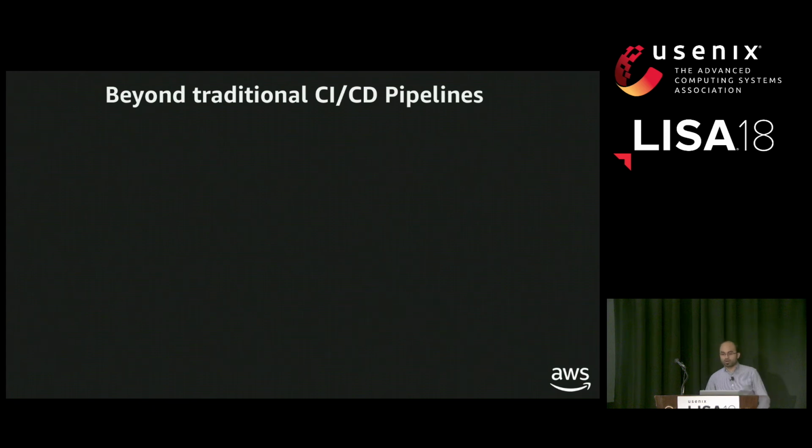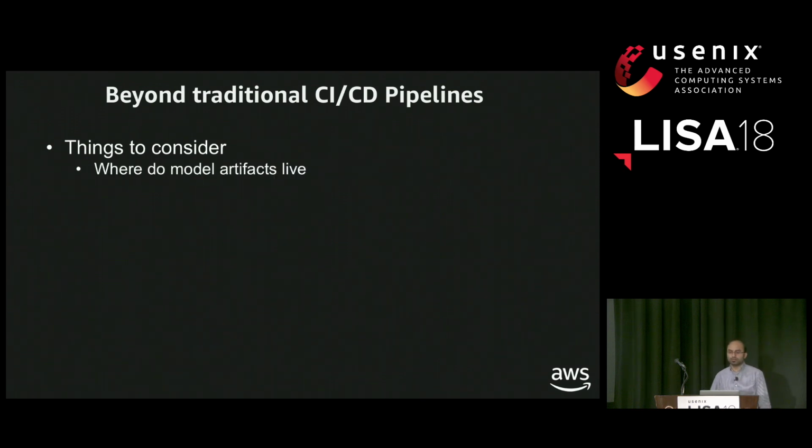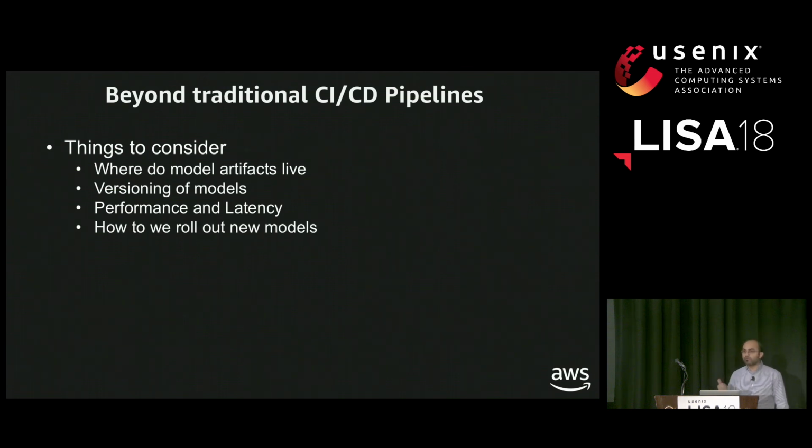Just want to talk about more advanced CI/CD pipelines here. So things to consider, right? Like, where do your model artifacts live? So again, S3. As you go more advanced, you will have different versions of your model, and you're trying to understand where and how, which is the best one. And oftentimes, it's really hard to do that without explicit feedback. Performance and latency is key, but we also need a strategy to roll out.